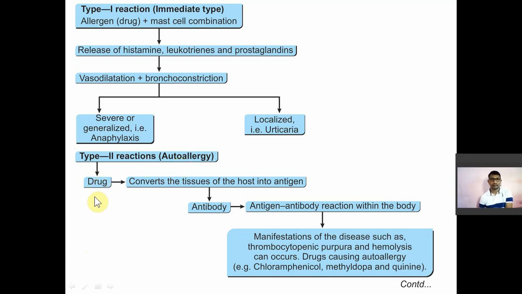Now type second is known as autoallergy. Now what happens in this case? A drug will convert tissue into host antigen. इसमें क्या होता है कि ड्रग जो लिया या फिर एंटीजन, that antigen और ड्रग will bind to a particular tissue protein. जो आपके खुद के टिश्यू हैं, जो नॉर्मल हैं, आपकी बॉडी के ही हैं, लेकिन after binding of drug with the tissue, now your body will treat that tissue as a foreign.